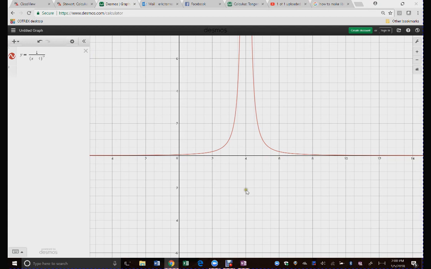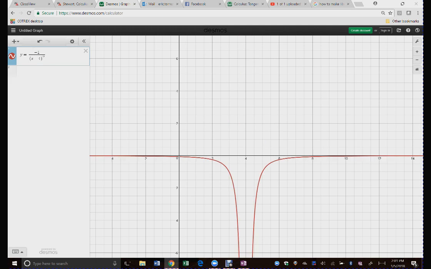squared. Notice, as I'm approaching from the right-hand side of x equals 4, my function goes up and up forever. As I approach from the left-hand side of x equals 4, my function goes up and up forever. So I could say this limit is approaching positive infinity. Now I could make it approach negative infinity just by changing the sign.